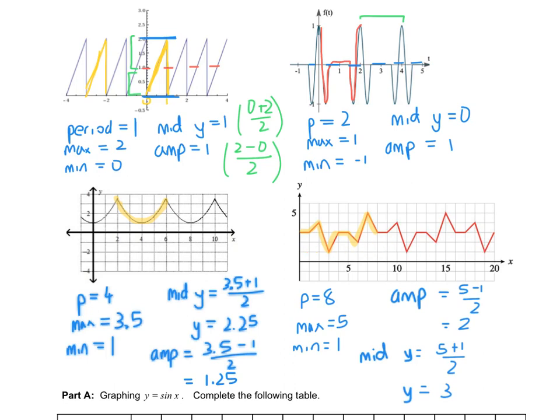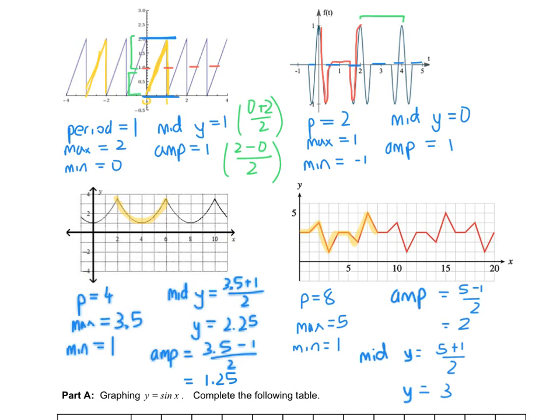So then our midline is at 3, because that's halfway between 1 and 5, and then our amplitude is 2. And you could have used the formula here, or you could have seen that if your midline is at 3, from 3 to 5, that's 2 units, or from 3 to 1, it's 2 units as well.